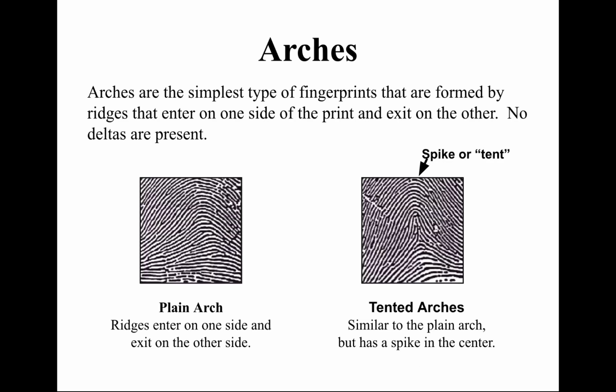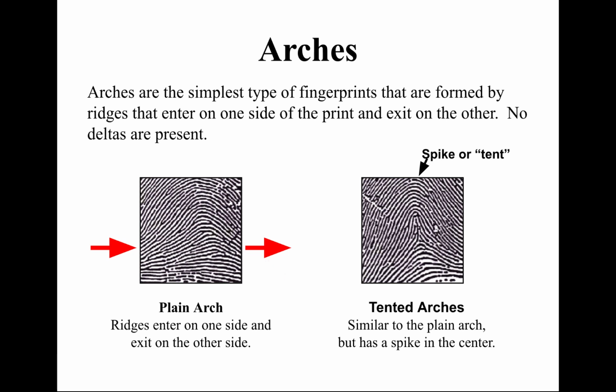Now, arches are the simplest type of fingerprints, but they're also the most rare. So arches are formed by ridges that will enter on one side of the fingerprint and exit on the other side. You can see that this, like a little hill, comes in on one side, makes a little upward motion, and comes out the other side of the fingerprint. So this is a plain arch. Ridges enter on one side, exit on the other side.